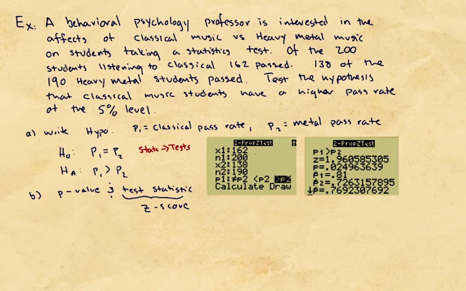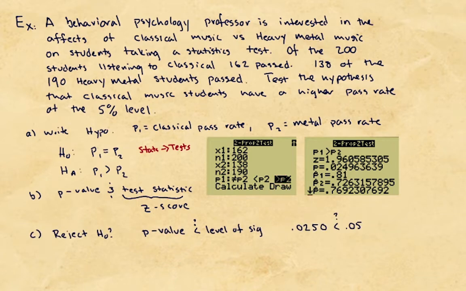Here's the calculator input that I put in for my 2-prop Z test. These are just the numbers that came out of the problem, but I especially want to draw your attention to this right here. We were testing that the classical music students have a higher pass rate. And that led me to P1 is greater than P2. Then in the calculator, I have P1 is greater than P2. So just make sure that your calculator buttons are consistent with your hypotheses.